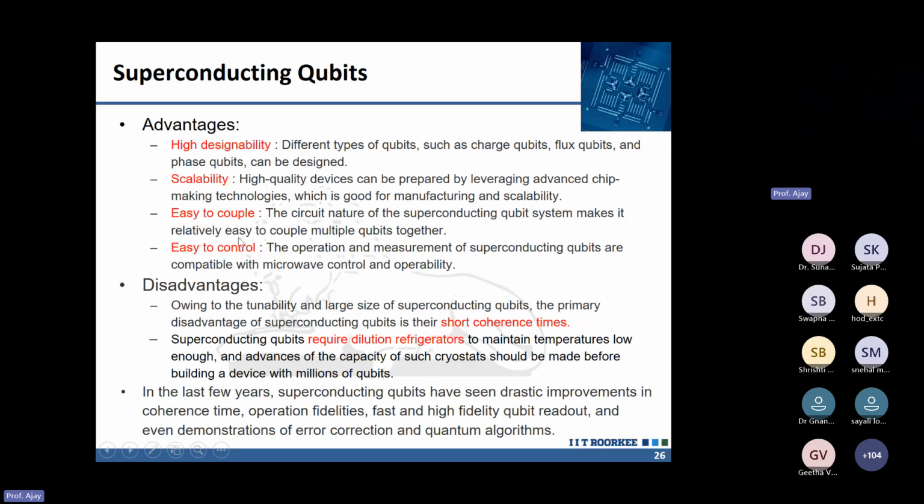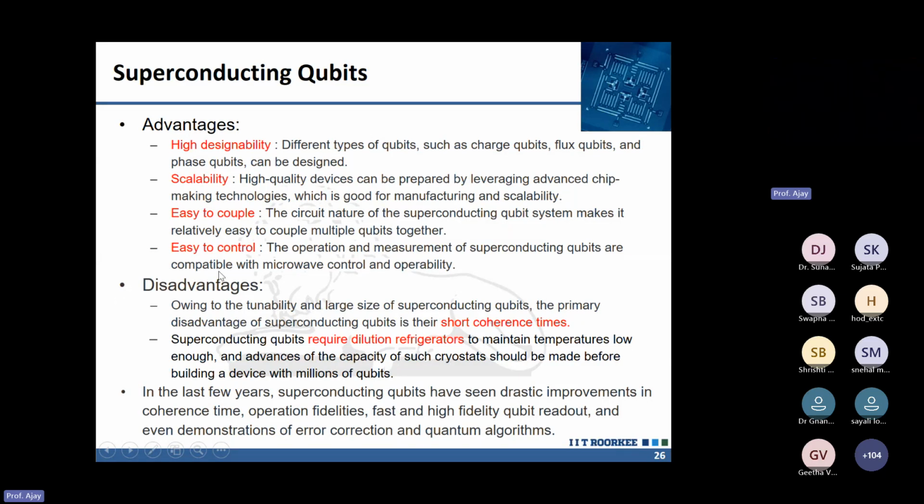Now, the main advantage of qubits is that its designability is quite fixed. You can have various kinds of superconducting qubits now: flux qubit, phase qubit, and charge qubit. Its scalability is very high, so it can be used for manufacturing bulk systems, and you can make entanglement. It is easy to couple to other materials, and it can be controllable also.